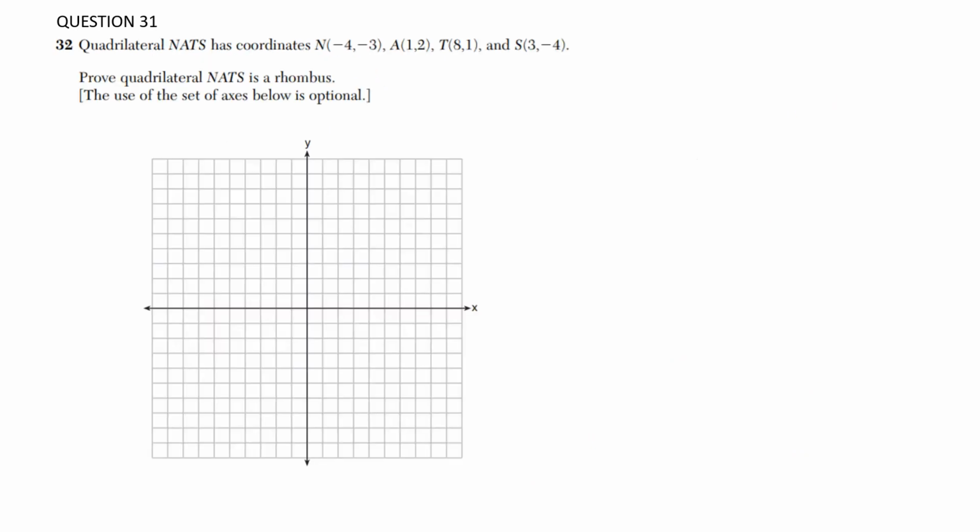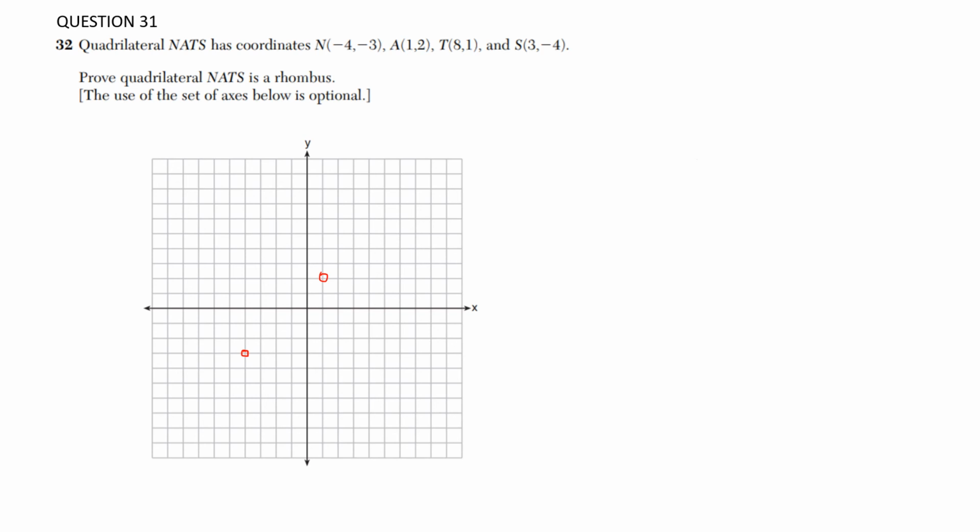Quadrilateral NATS has coordinates N(-4, -3), A(1, 2), T(8, 1), and S(3, -4). Prove quadrilateral NATS is a rhombus. Let's quickly, before we get into the question itself, draw this out on the graph provided. So N is at (-4, -3), that's right here. A is at (1, 2), that's right here.